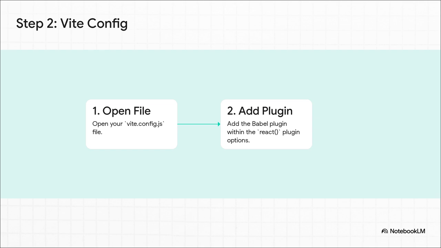And for all you Vite users out there, I know there are a ton of you, it's just as easy. You'll head into your Vite.config.js, find the React plugin, and pass it a little configuration object. Inside that object, you'll add a Babel key with your plugins array and pop the compiler in there.